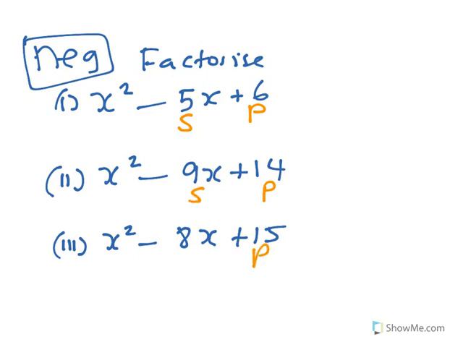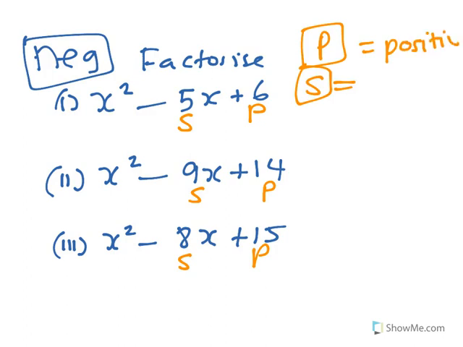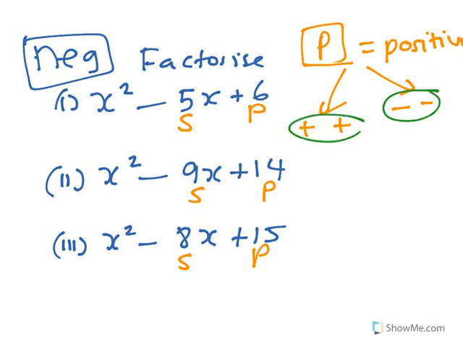Product is 14, sum's minus 9. Okay, now there's a funny thing with the product. If your product is positive, see how here your product is positive? Your sum will determine the sign of your numbers. Now, if the product is positive, there's two possibilities. You have a plus and a plus, or a minus and a minus.